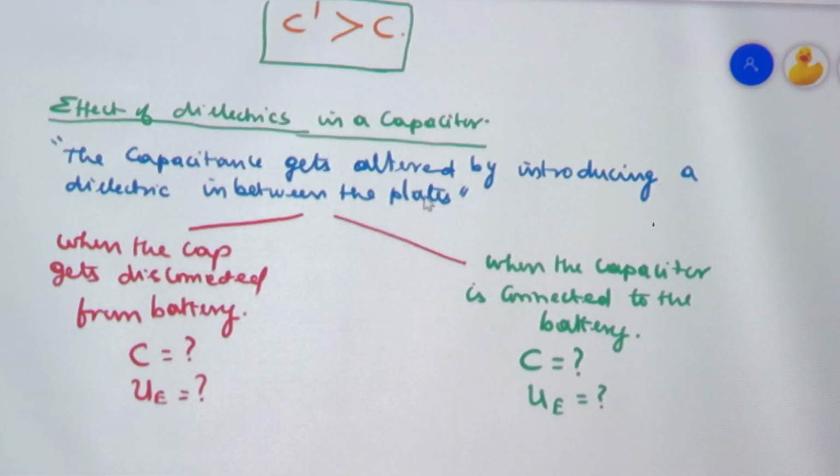But this effect of change in capacitance can be studied in two ways. One, when the capacitor is disconnected from the battery: what is the value of the capacitance, and what is the change in potential energy, whether it increases or decreases. So one by disconnecting the battery and another by connecting the battery. These two concepts we will see in the next video.